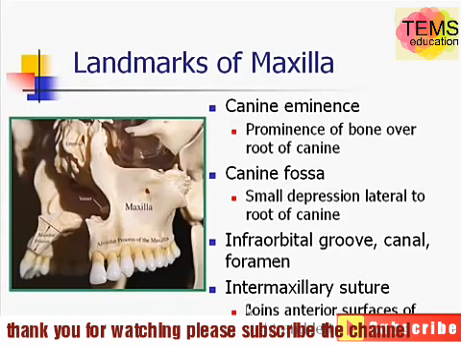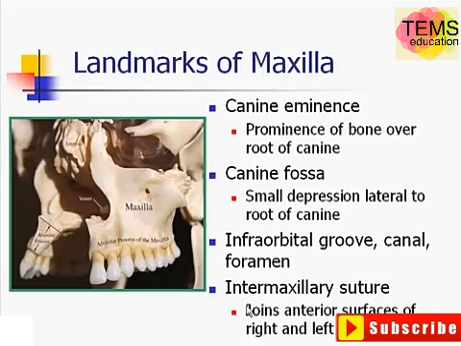Let's look at all of the different facial bones. We'll start with the maxilla. Different landmarks we want to be familiar with is the canine eminence, which is the prominence of bone over the root of the canine. So if you were to put your finger on the gingiva above the canine, on the root there, you'll notice that it comes out.